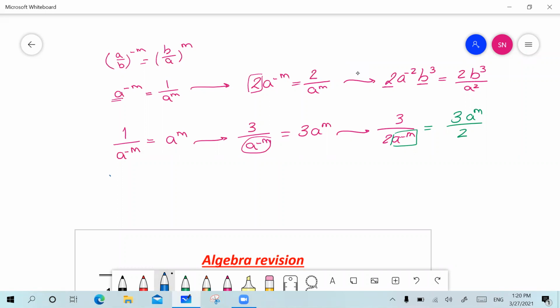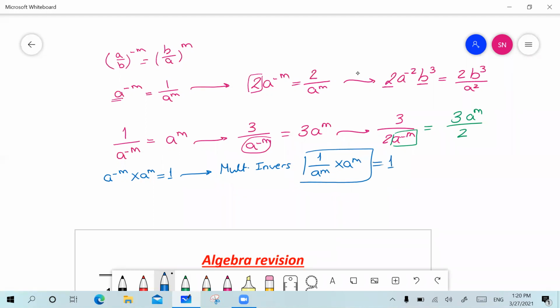When I say, for example, I have a to the power of negative m times a to the power of m, this is going to equal 1. Why? Because they are multiplicative inverses. Simply, this is equal to 1 over a to the power of m times a to the power of m. So both of them are the multiplicative inverse of each other, so they are going to equal 1.